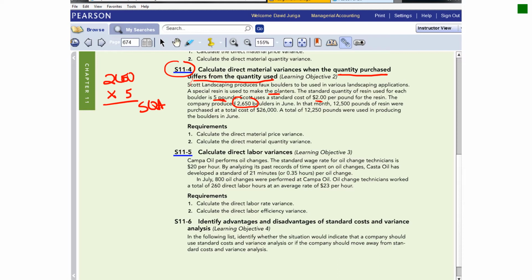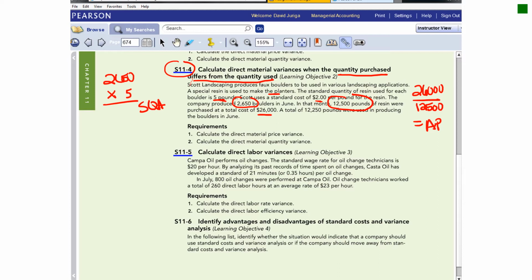They tell you that in the month of June they had purchased 12,500 pounds at a total cost of $26,000. So one of the things you're going to want to do is take the $26,000 and divide it by the 12,500. That's going to give you your actual price. So once you get that, you'll compare that with that standard price of $2.